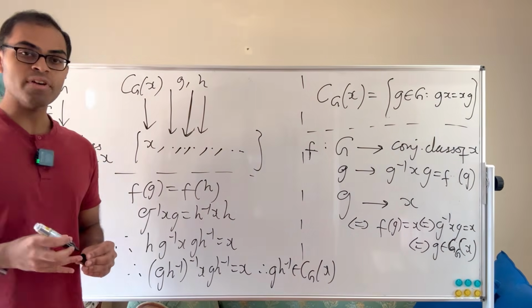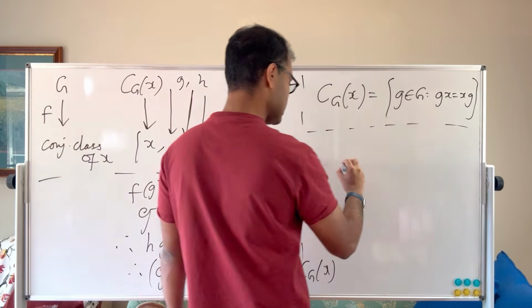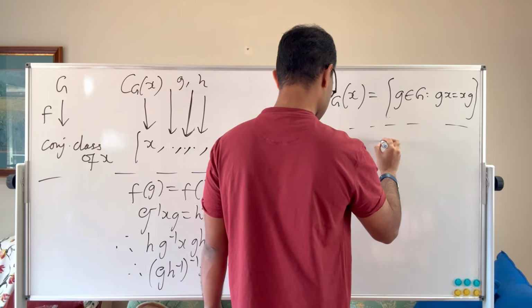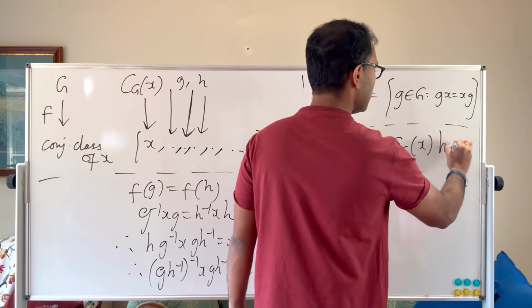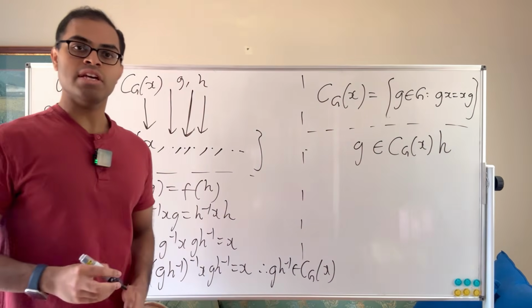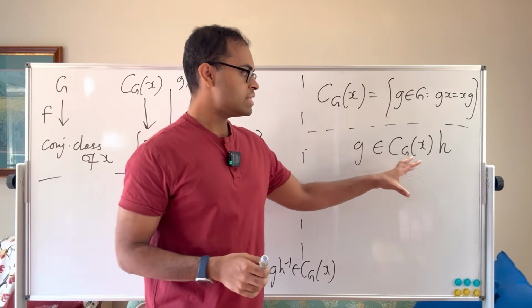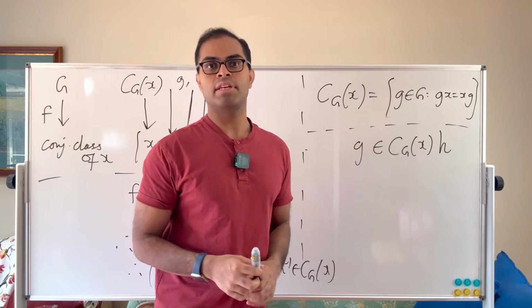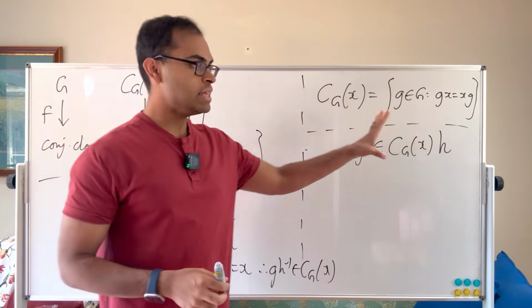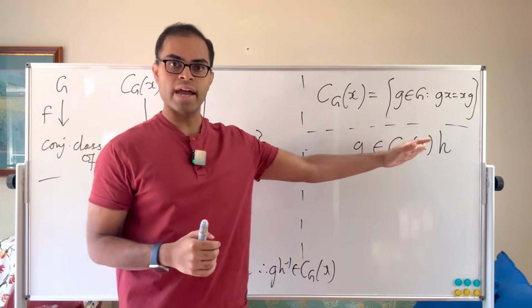Okay, now that is very crucial because now I'm going to write that down there. That's saying that gh inverse in the centralizer of X is the same as saying that g is in the centralizer of X times h. Now this is what is called a right coset of the centralizer of X in G. We said the centralizer is a subgroup. This means that all the elements that are of the form something in the centralizer times h, that g is in that right coset. If g and h map to the same thing, g is in the right coset of h.